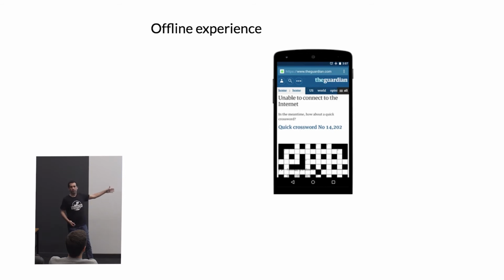When you get offline, instead of seeing this dinosaur, you see this crossword. So you stay in the page, you can play, imagine in the subway, this crossword, and when you get connected again, you can finally read the news that you were going to read.